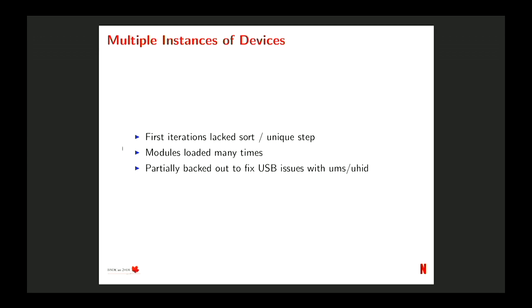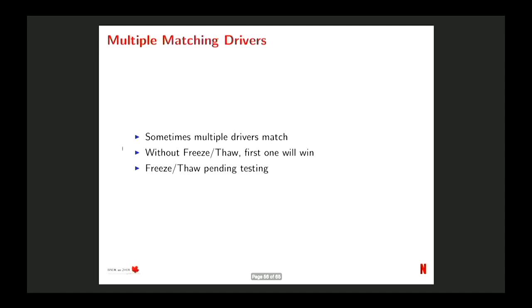But the umouse uhid issue that I've been referring to, we had to partially back that out. Hans put in a kludge that knew what more specific and less specific was for USB and sorted things based on that into devmatch. And I'm looking forward to removing that code when we get the freeze and thaw into the system, because I did not like it and I did not react well to it. Let's just say.